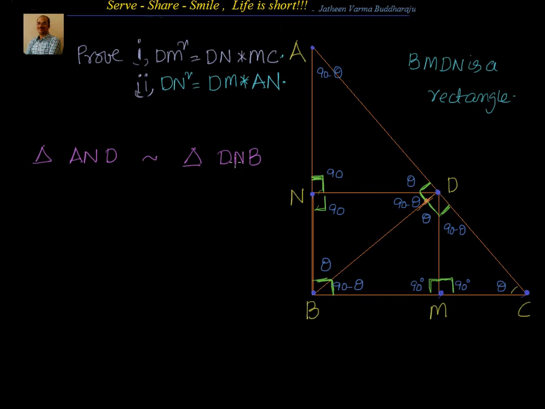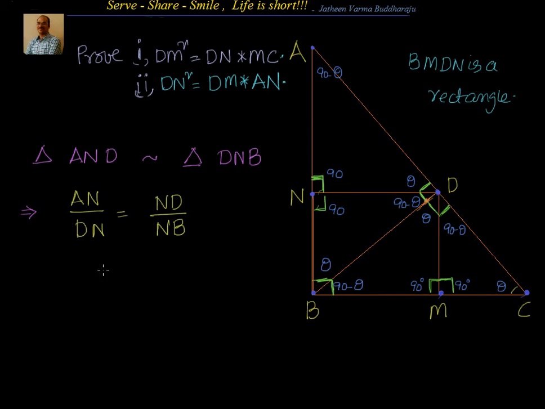So when you write down the triangle names, you have to be pretty clear that the corresponding angles are the same. Angle A equal to angle D equal to 90 minus theta. Angle N equal to angle N, 90 degrees. Angle D is equal to theta. Angle B is also equal to theta. Now let's try to write down the corresponding sides which are in proportion. I will have AN divided by DN equal to ND divided by NB.